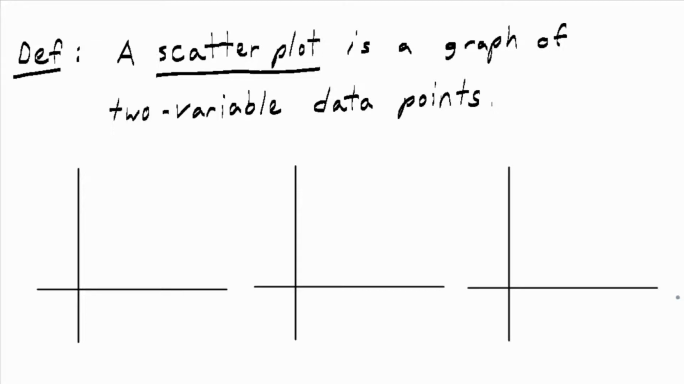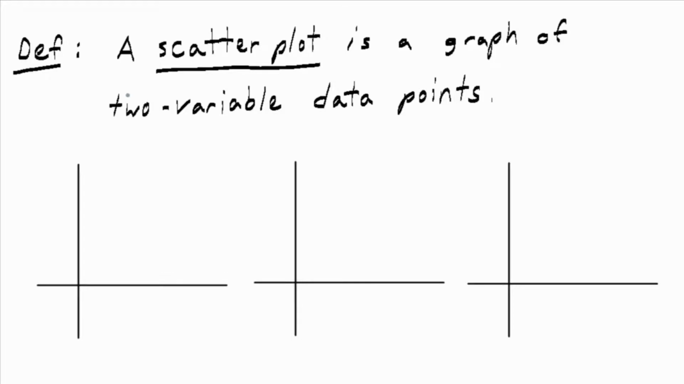Scatter plot. That sounds weird, but a scatter plot is just a graph of two variable data points. So think of a bunch of ordered pairs and graphing them. And sometimes you create these scatter plots in order to maybe see a pattern.